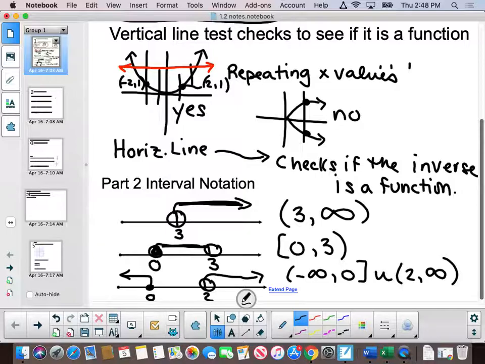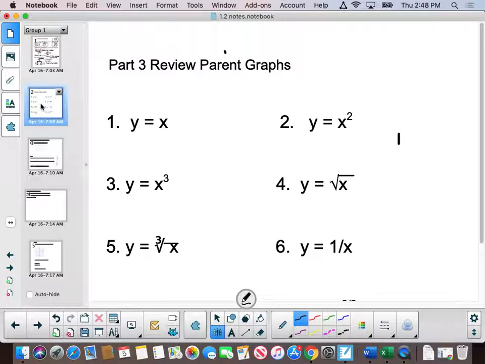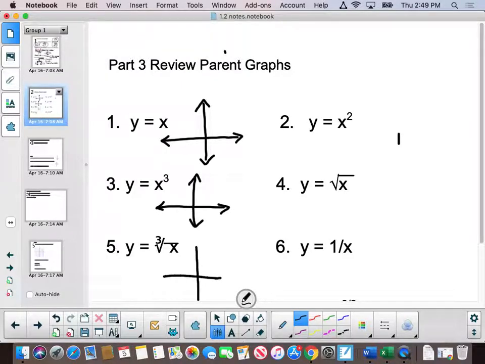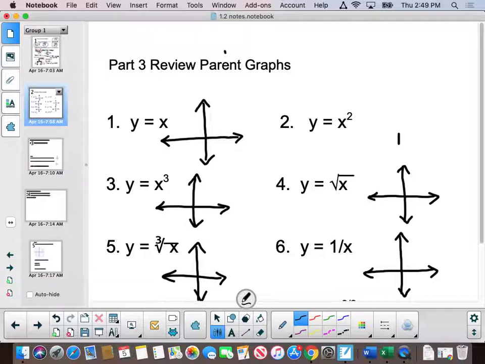The next part is all the parent graphs. We're just going to quickly run through the parent graphs, which you should know. Y equals x. Maybe while you're waiting, you can put all the graphs on here. I could have done that for you, but I didn't. I mean, your graphing calculator will tell you what they all look like too. But you should be able to recognize all of these parent graphs.